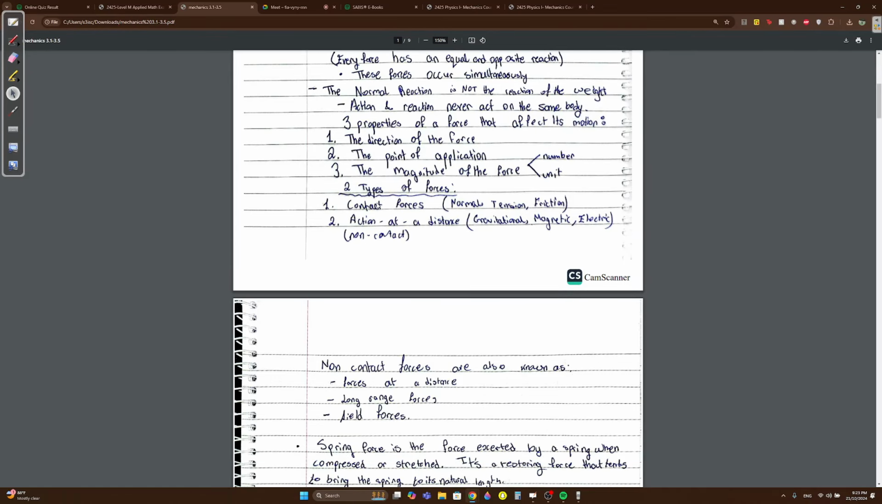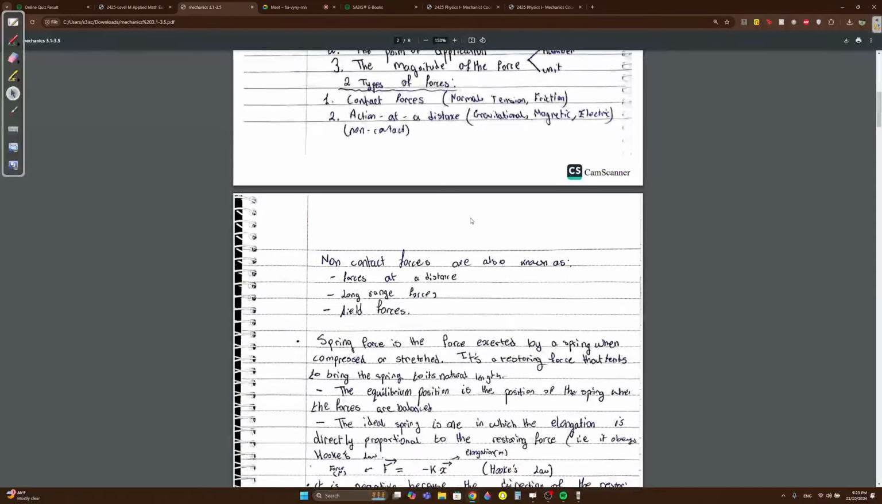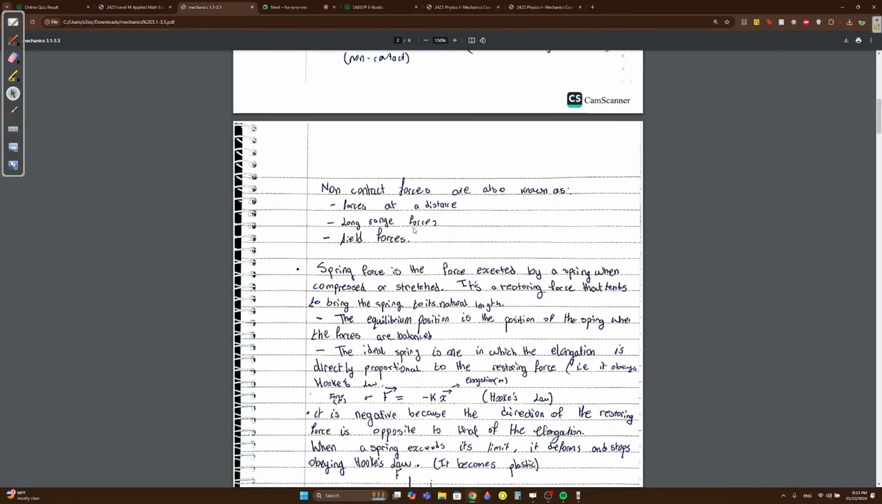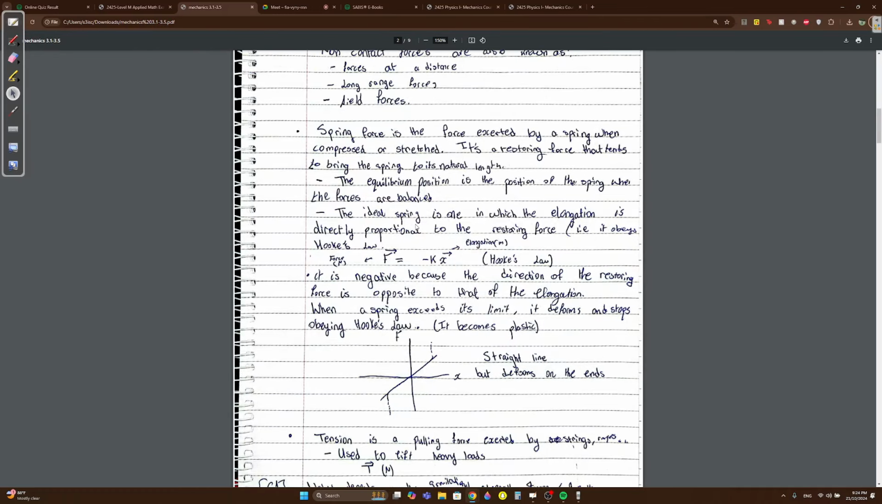Two types of forces: contact and non-contact. Non-contact forces are also known as forces at a distance, long-range forces, field forces, whatever. Okay, spring force is the force exerted by a spring when compressed or stretched. It's a restoring force that tends to bring the spring back to its natural length. When you pull a spring out, you stretch it, you let go, and the spring goes back to its normal length. The equilibrium position is the position of the spring when the forces are balanced.